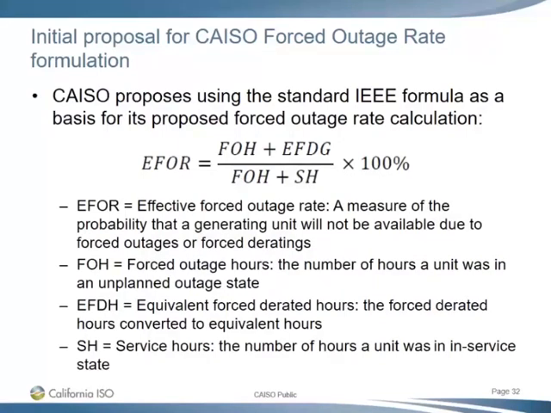So this is the proposal for the standard IEEE formula for effective forced outage rate. You look at the forced outage rate hours, the equivalent forced D-rated hours, and the overall service hours. The way that you calculate the equivalent forced D-rated hours really matters here, and that really drives the ultimate forced outage rate that you would apply to do the UCAP, where I think that would account for some of the things you're mentioning in your concerns. So I think we do need to discuss that more.